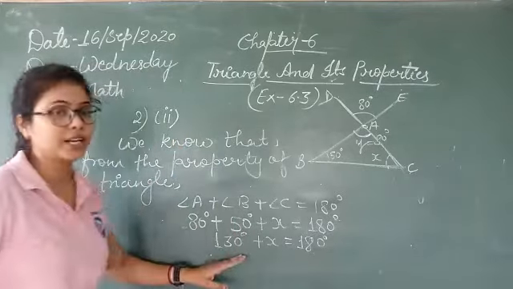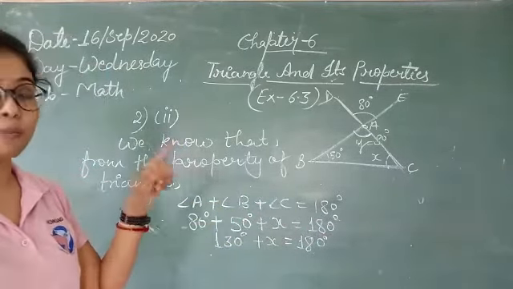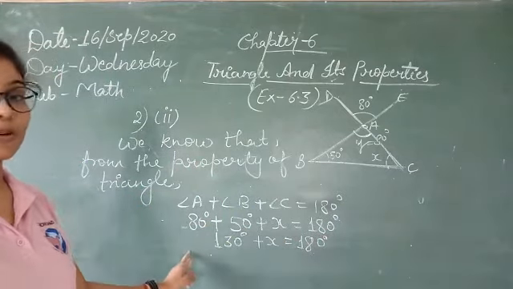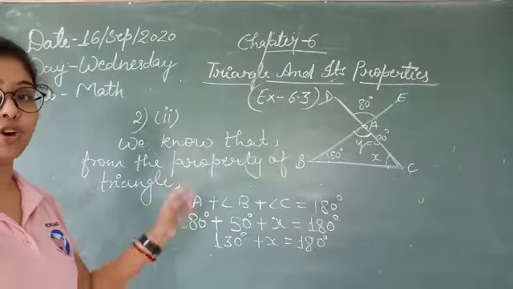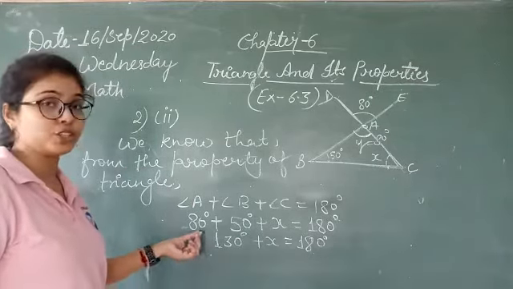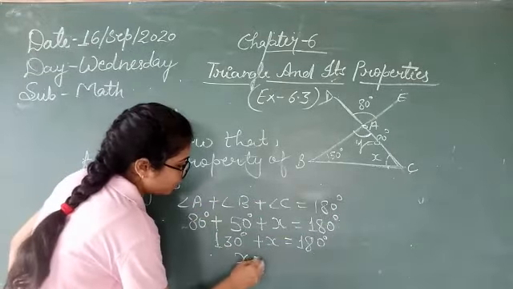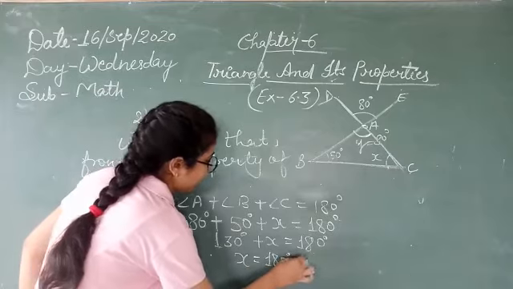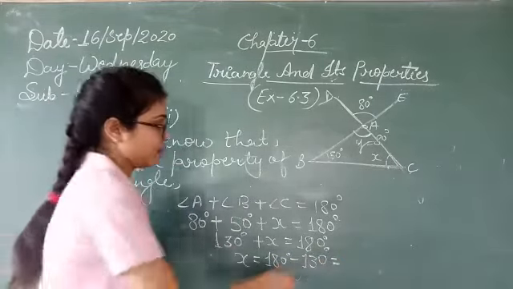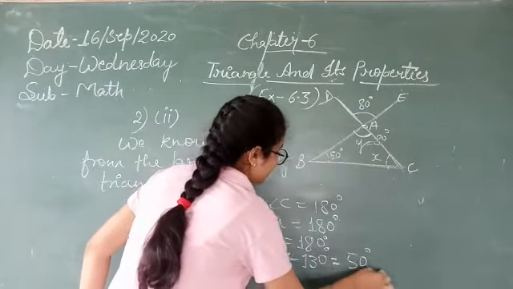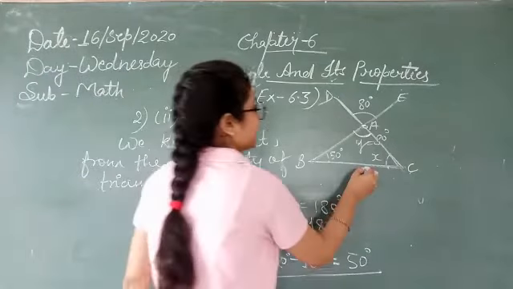Now we will transpose 130 degree to the right hand side, and when it goes to that side it will come with the minus sign, because the sign before any number is always positive. When it comes here, it will become minus. So x is equal to 180 degree minus 130 degree, and when you subtract it, it will come 50 degree. So what is the value of x here? x is equal to 50 degree.